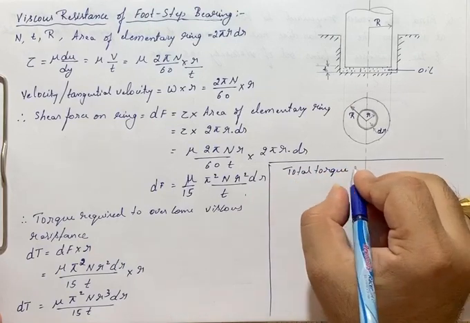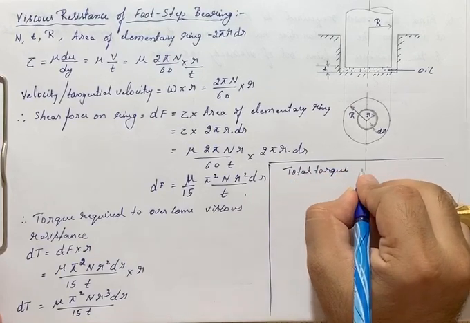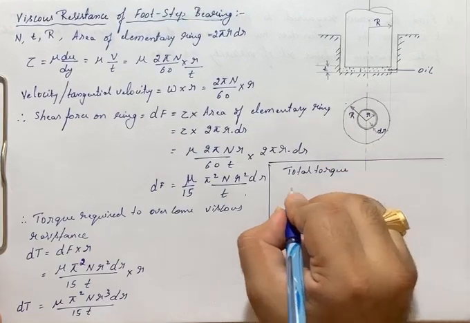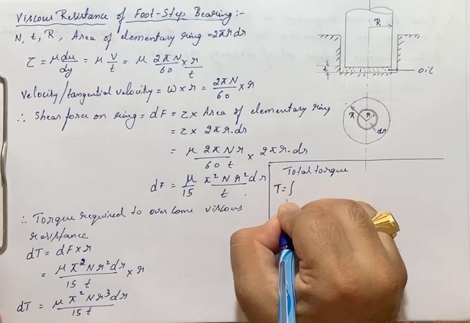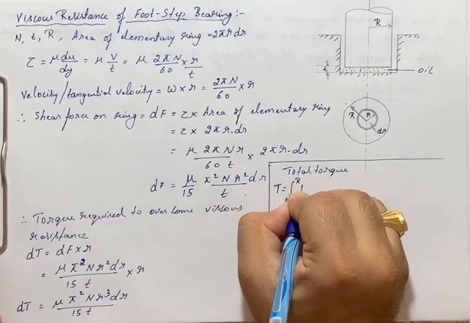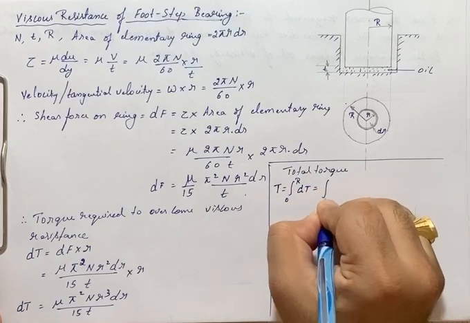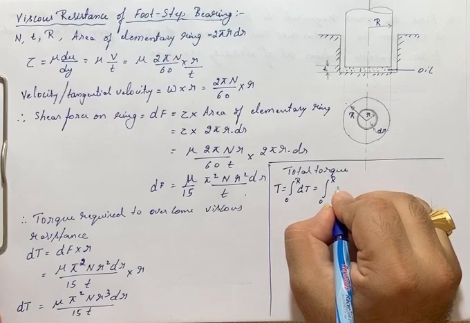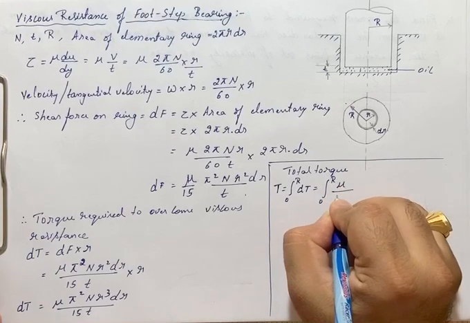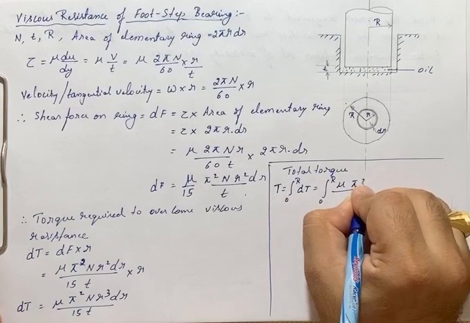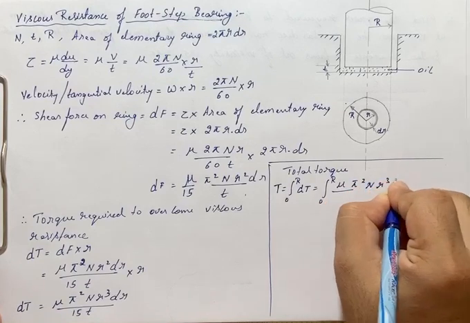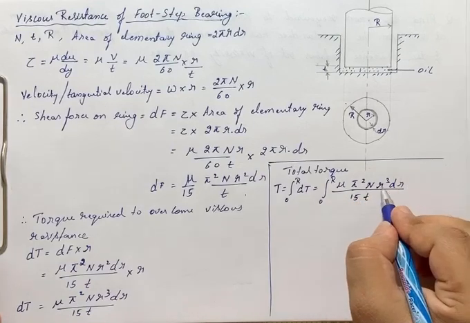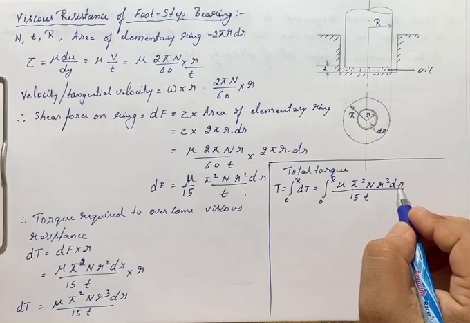To find out the total torque to overcome, I need to integrate between 0 to capital R. That is, T is equal to the integration from 0 to capital R of dT, that is, the integration from 0 to r of mu pi square n r cube dr, whole divided by 15 t. We have r cube into dr here.